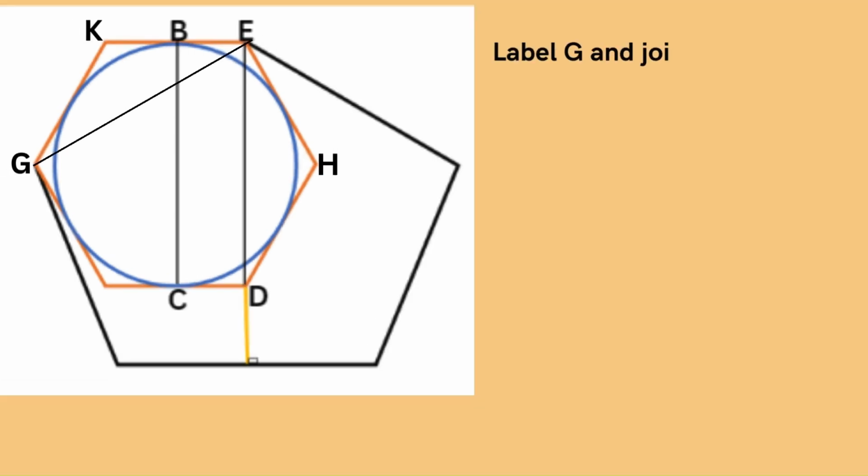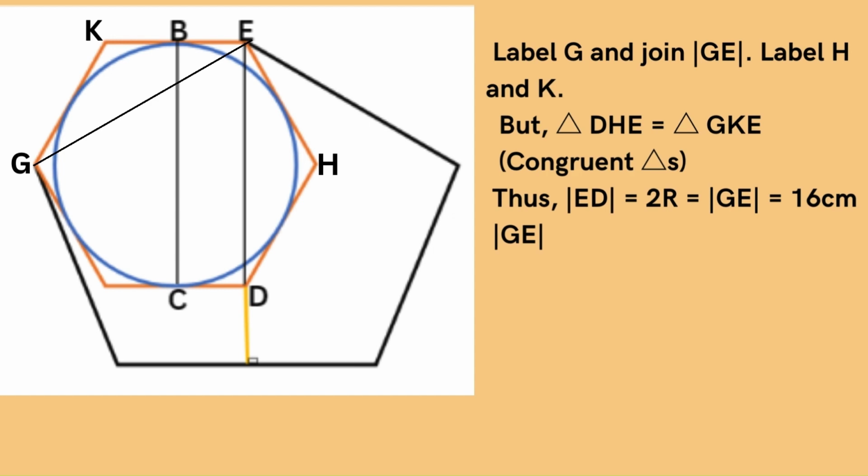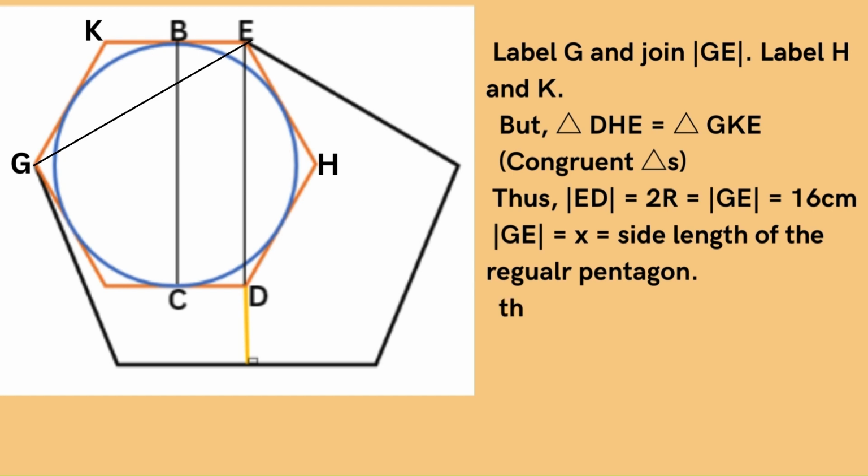Label G and join GE. Label H and K. Triangle DHE equals triangle GKE. These are similar triangles. Line ED equals line GE, which equals 16 centimeters. Thus, GE equals x, which is the side length of the regular pentagon. Therefore, x equals 16 centimeters.